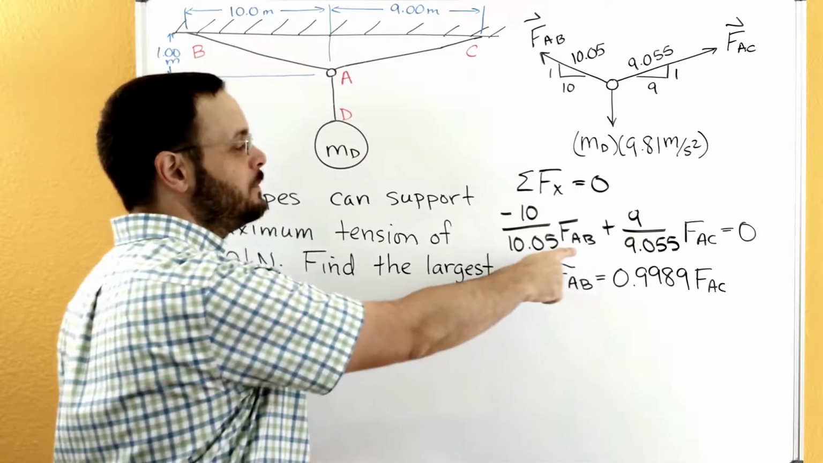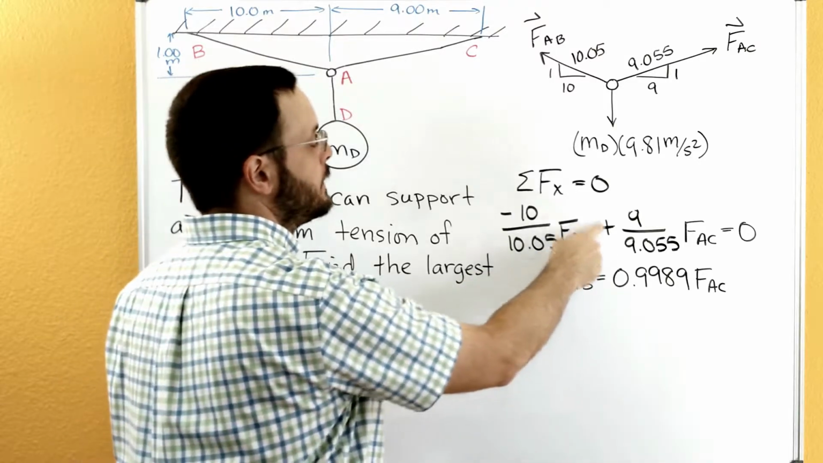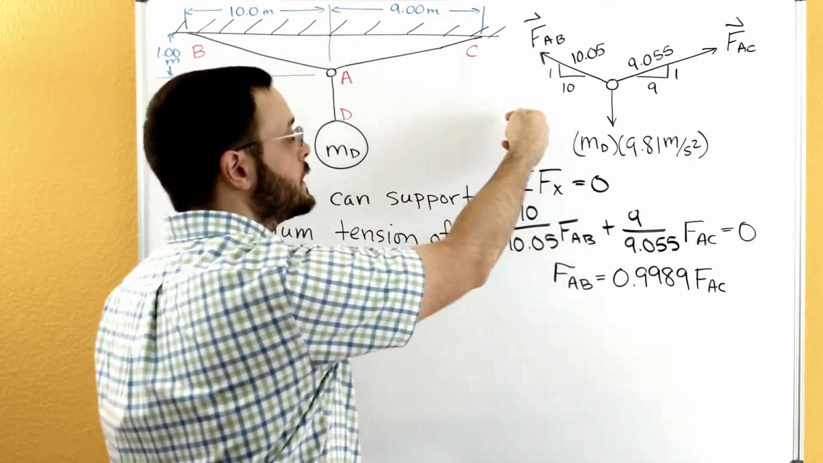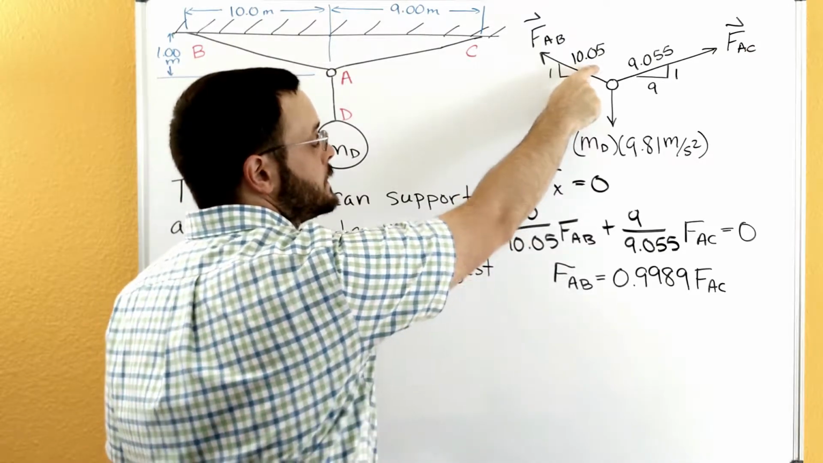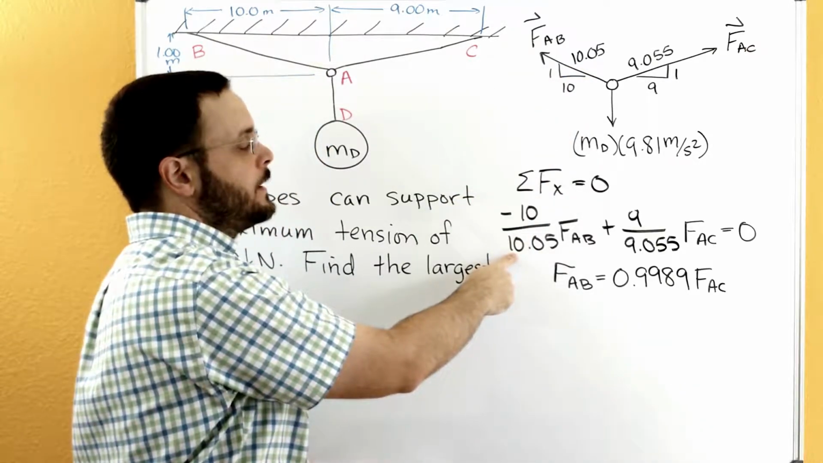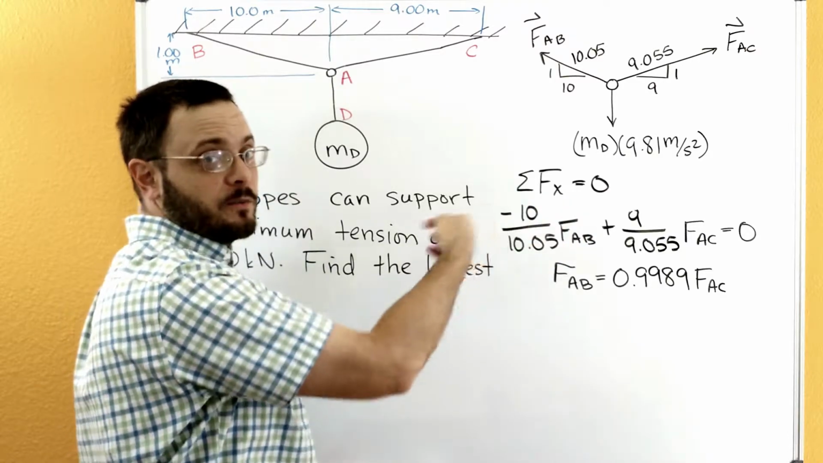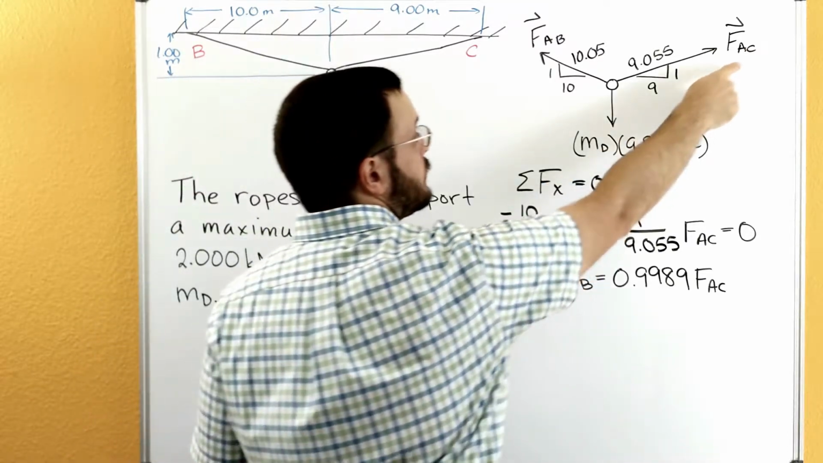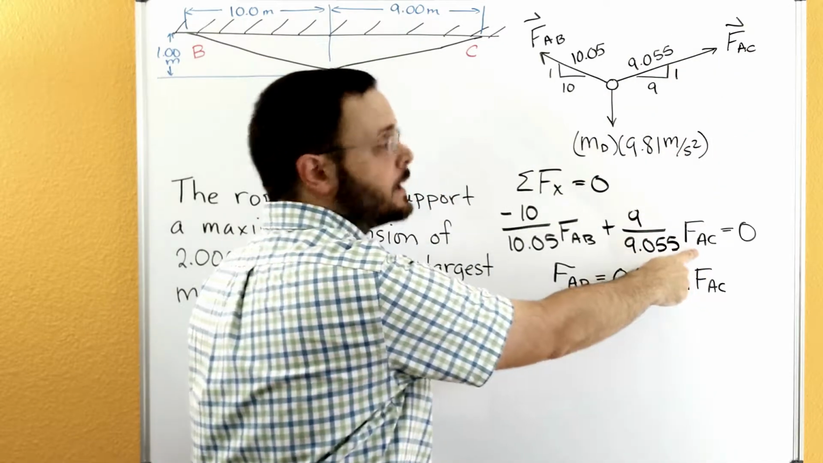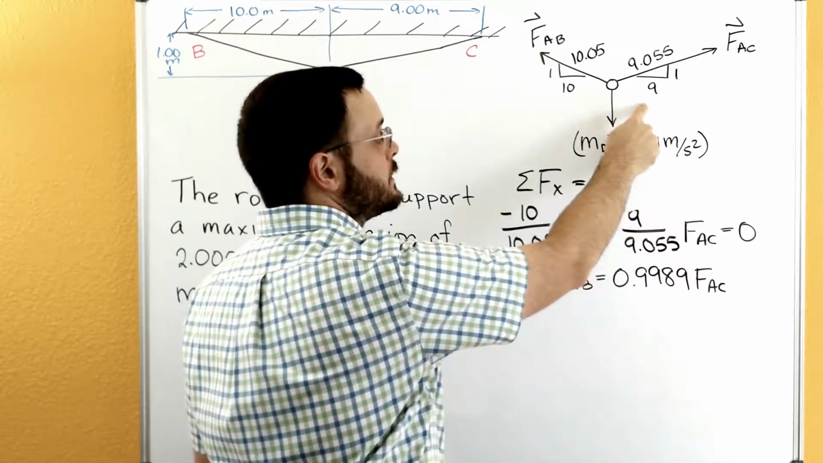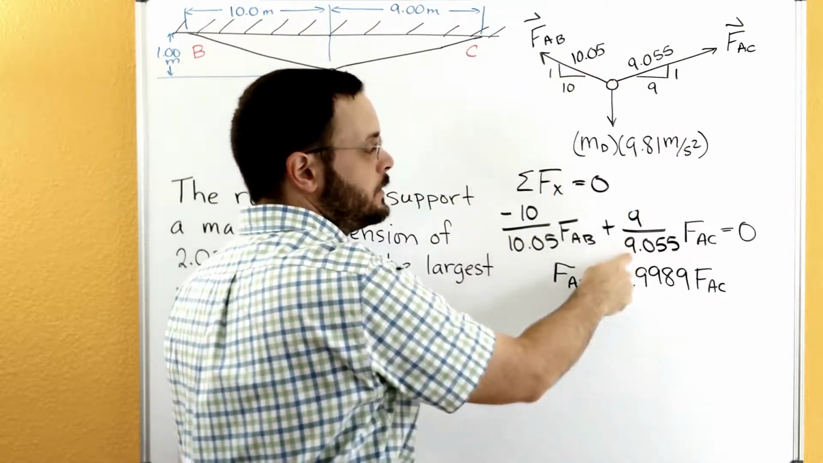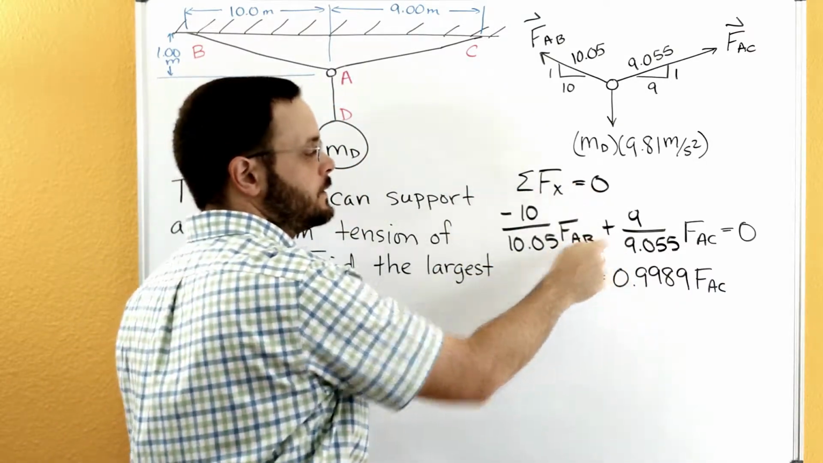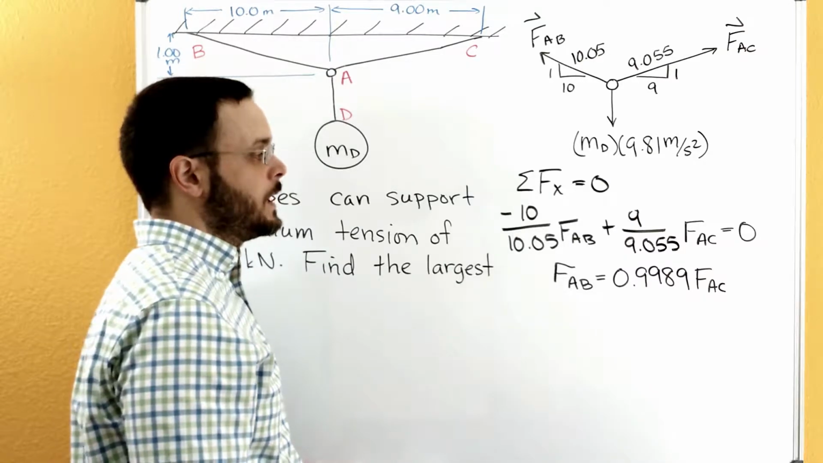Now let's take a look at sum of forces. We have our FAB component here. We have our magnitude times the 10 side, which is our horizontal side, divided by the hypotenuse, the 10.05. And it's going in the negative x direction, so it has that minus sign in front of it. Over here we have the magnitude of FAC times the 9 side of that similar triangle divided by the hypotenuse, 9.055. And it's going in the positive x direction, so it has a positive sign in front of it.